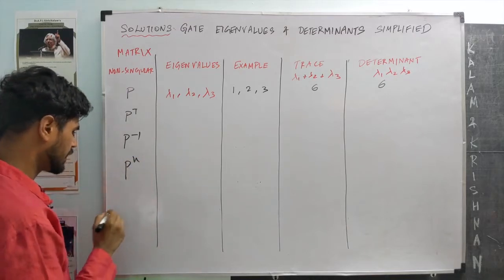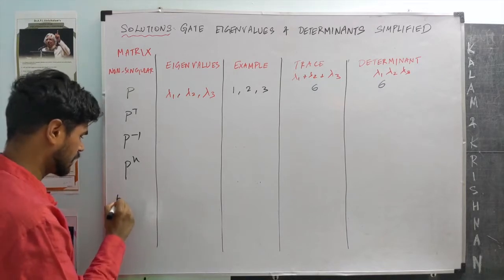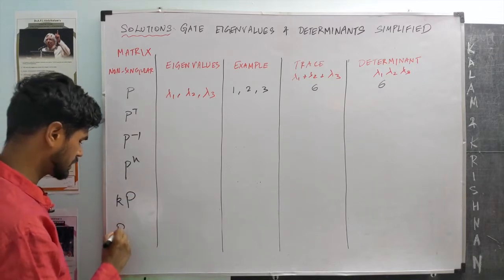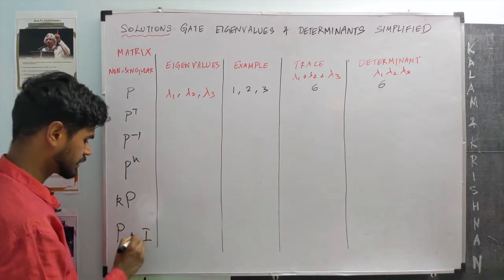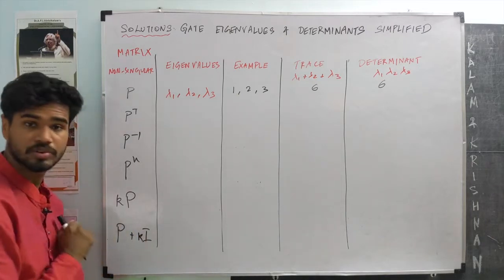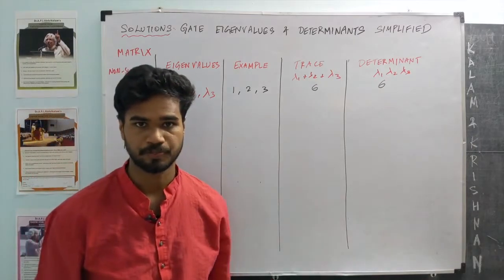How about we take the original matrix and scale each of its elements by a constant k. We can also tell a lot about this matrix. How about we take the original matrix and add an identity matrix multiplied by a constant k. We can also tell a lot about this matrix. We are going to look at all those properties in this particular video.